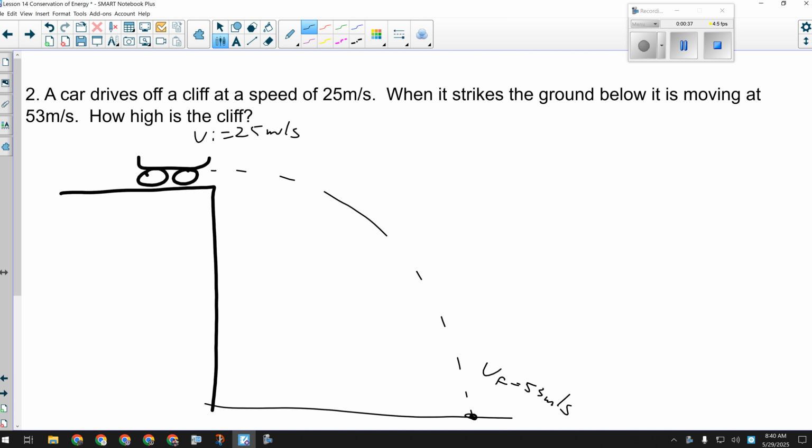They want to know what's the height of the cliff, which would be the initial height of the car. So remember, you need to write out your EI equals EF, identify what kind or kinds of energy are present, initial and final, plug in your formulas, manipulate and solve.